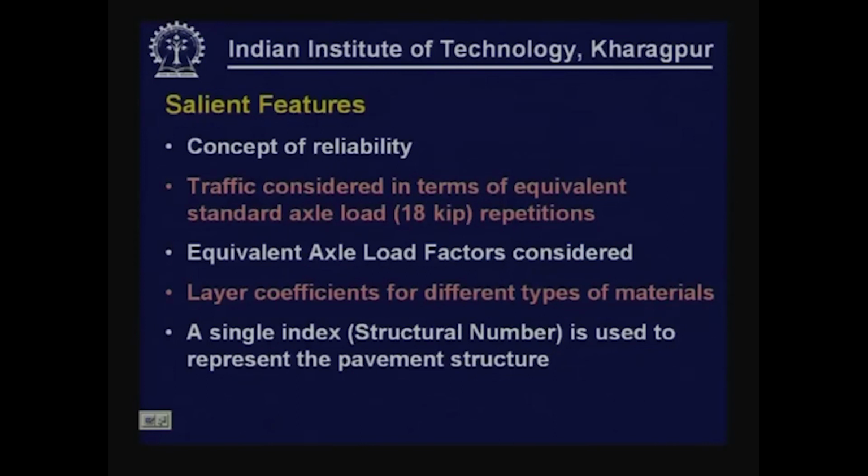A single index called structural number is used to represent the pavement structure. Pavement may have any number of layers, 3 layers, 4 layers, 5 layers. All these layers having different types of materials, having different strength, are represented in terms of one single index known as structural number. Structural number gives us the strength of the pavement and the condition of the pavement at any given point of time.